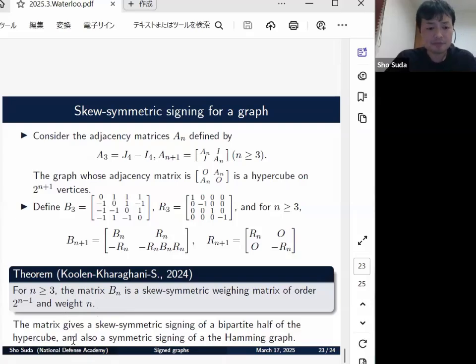So it means our skew-symmetric signings give another optimal signing for the Hamming graphs, hypercubes. I think these are interesting skew-symmetric signings in a classical object. So I want to think more about the bipartite half of the famous graphs, and whether it has skew-symmetric signings, which become skew-symmetric rank matrices.